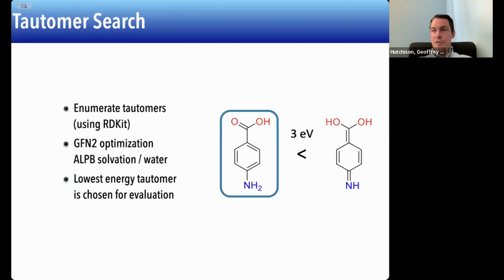So first, the tautomer search. How do we do this? Well, we use RDKit, which is a cheminformatics toolkit. We enumerate the possible tautomers. So for any given species, we may have, I don't know, a dozen or more possible tautomers that we've enumerated. We then do a geometry optimization in a solvation model so that we have essentially the optimized geometry and structure for that species. And then we take the one with the lowest energy tautomer and we use that as considerations of the most stable species.